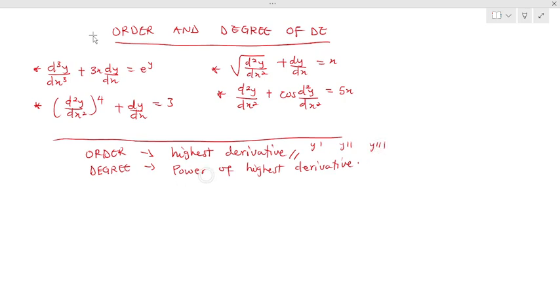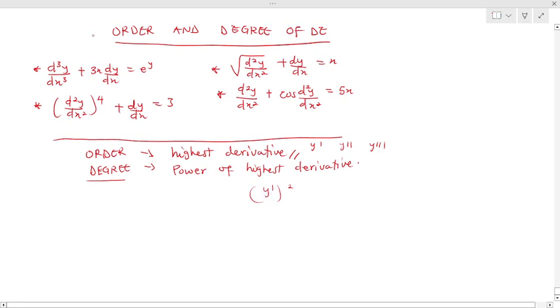Degree is simply the power of the highest derivative. After identifying the highest derivative in any differential equation, the power to which that derivative is raised is what we call the degree of our differential equation. So if I have y prime to the power 2 and I identify y prime as my highest derivative, then the degree is going to be 2 whilst the order is 1. And that is how we find order and degree.